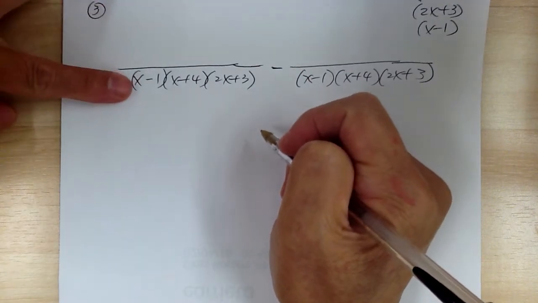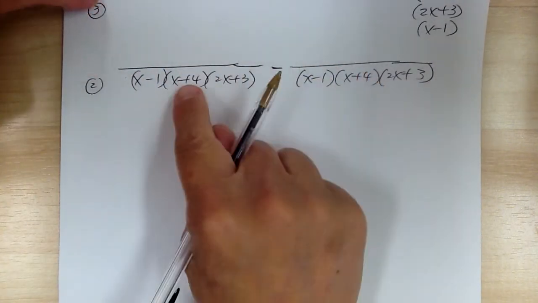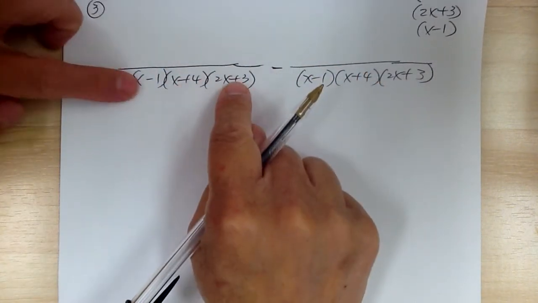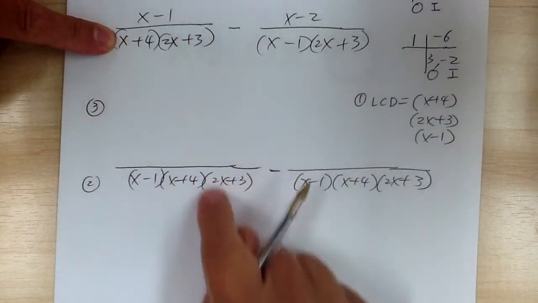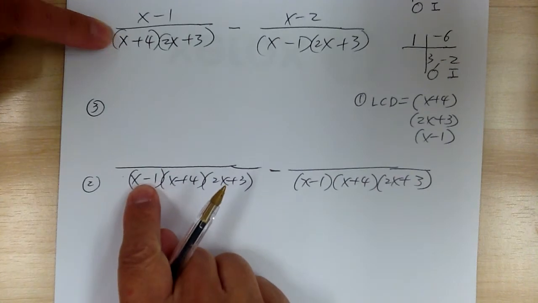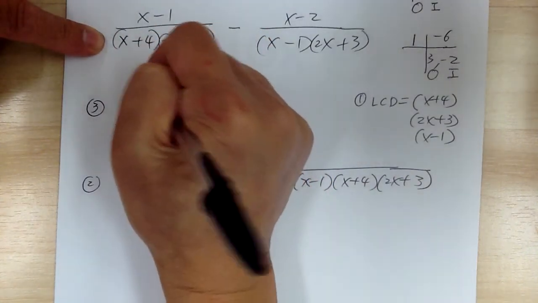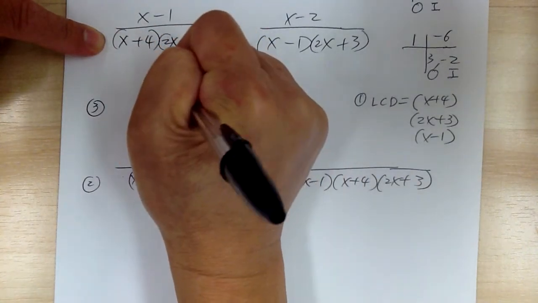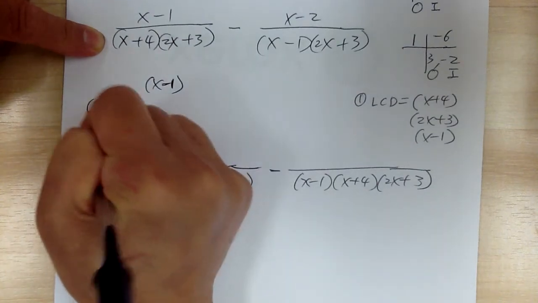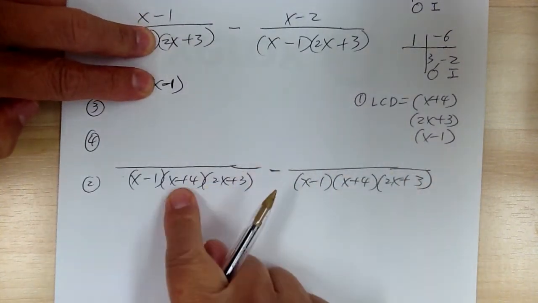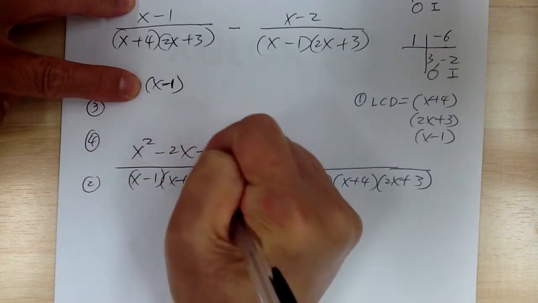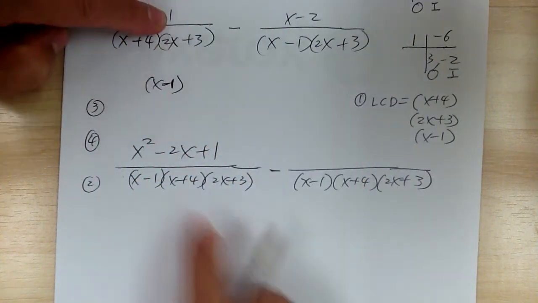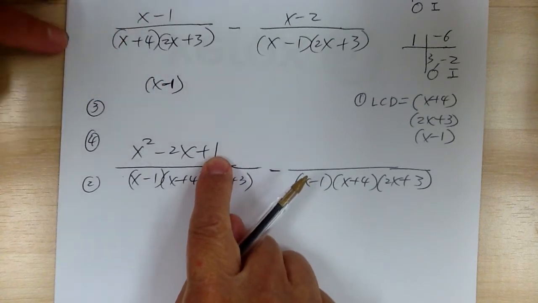So from here to here, what am I missing? Okay, x plus 4, I'm missing this one here. Again, you can compare, right? So I'm missing this one. So step 3, I need to get x minus 1. So step 4, I multiply, I get x squared minus 2x plus 1. Right? Again, you add to get middle, multiply to get the end.